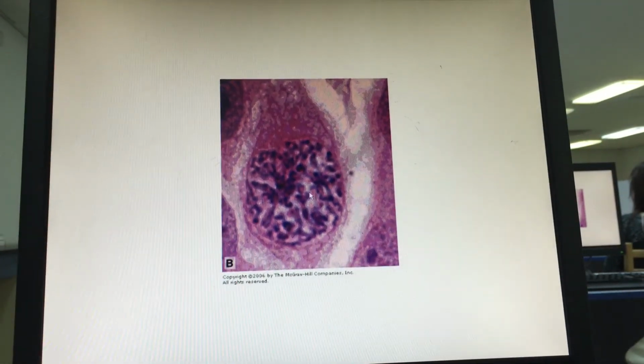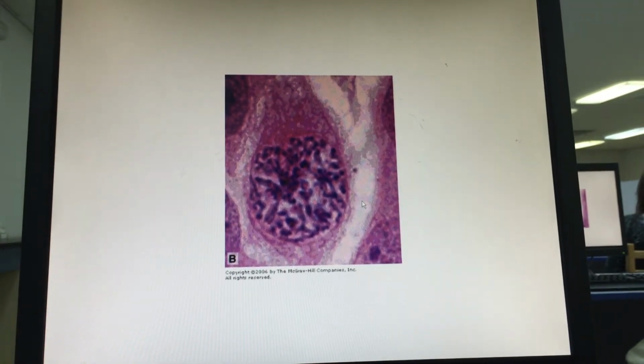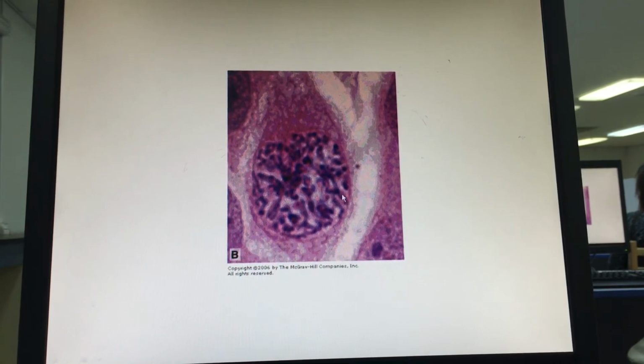What about this? Animal or plant cells? Animal cells, yeah. Irregular shape. In what stage are we? Also in the prophase. Okay, once again.